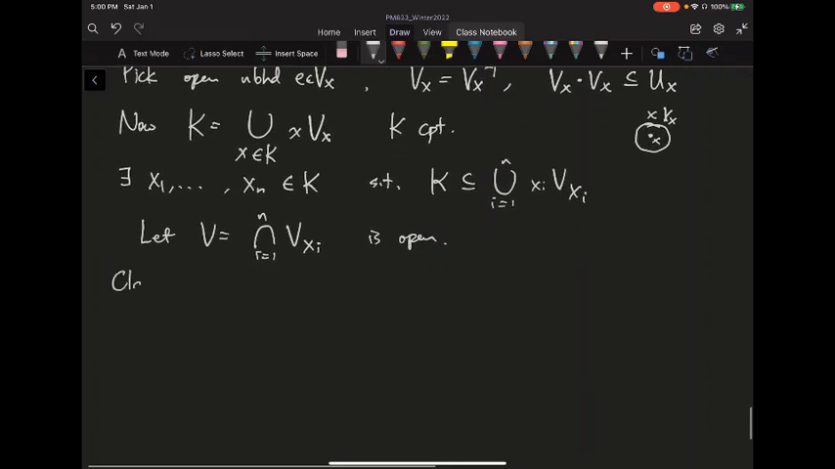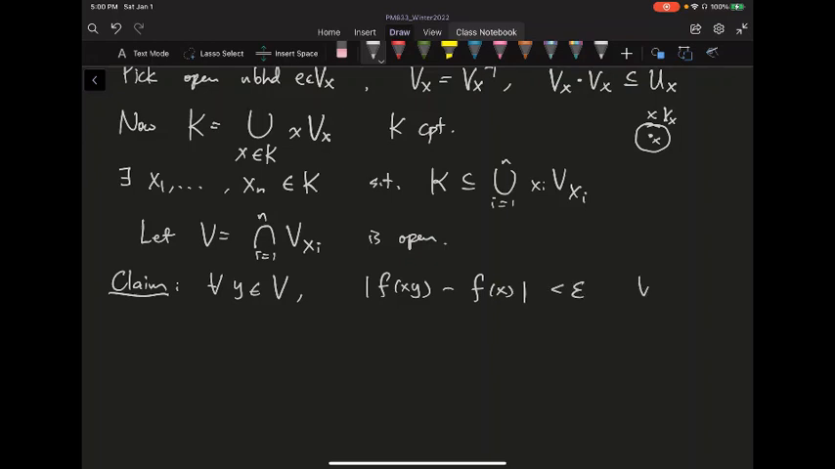So now I want to claim the following. I want to claim that for every y inside v, if I consider the right translation by this y, minus f of x, then that's always going to give me something less than epsilon. That's for all x, okay? So let's divide it into two cases.